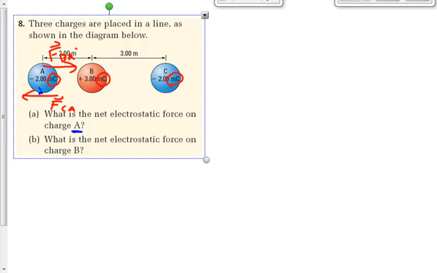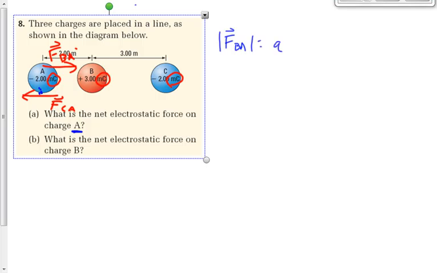Now, if we get lucky, then these two forces will be the exact same value, and the net force will be 0. Although I suspect that won't happen. If it does, it's only by coincidence. Let's get the value of FBA now. And then we'll get the value of FCA.